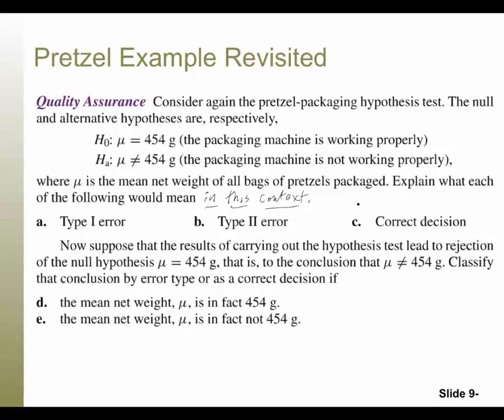Error or correct decision? Correct decision, right? We rejected the null hypothesis, and in truth, the mean weight was not 454. So that D was a type 1 error. E is a correct decision.